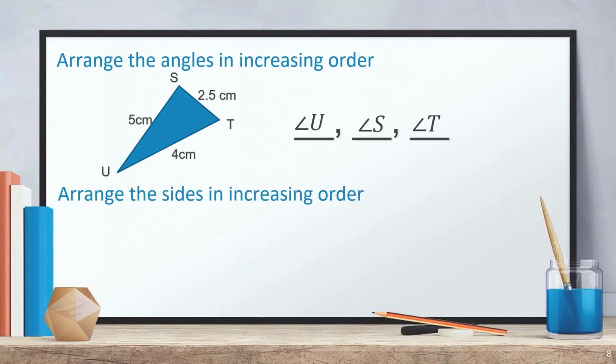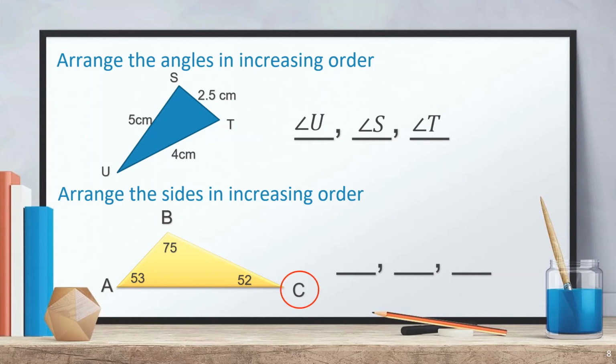Okay, for this time, we are going to arrange the sides in increasing order kung ang given naman natin ay yung measurements ng mga angles. So, in triangle ABC, para ma-arrange natin yung sides in increasing order, we will first identify the smallest angle to the largest angle. Okay, so unahin natin ang smallest angle. What is the smallest angle? Correct, it is angle C. And what is the opposite side of angle C? Correct, it is side AB.